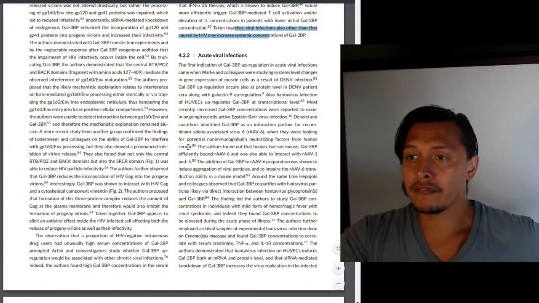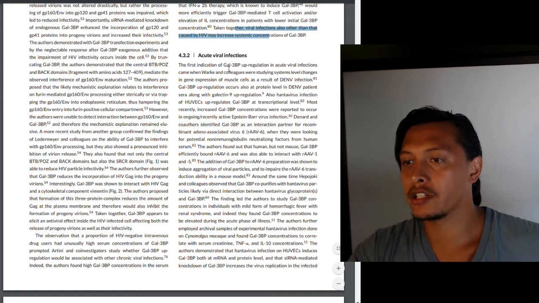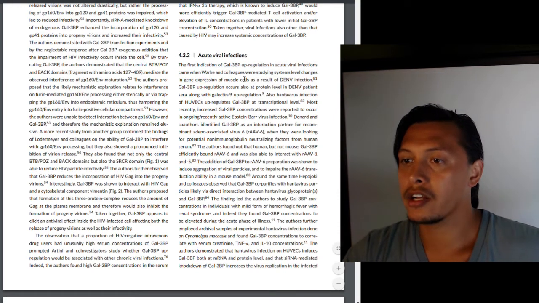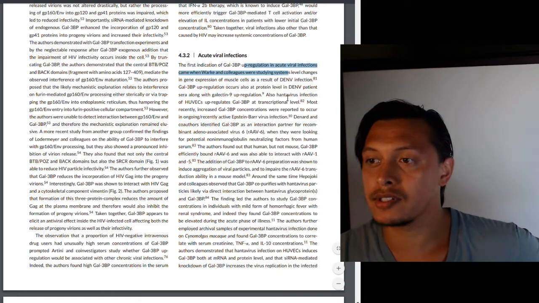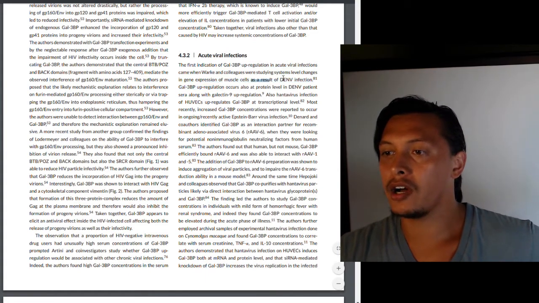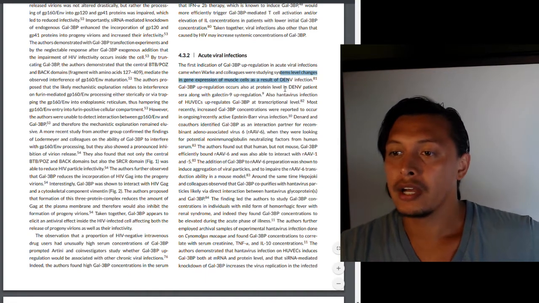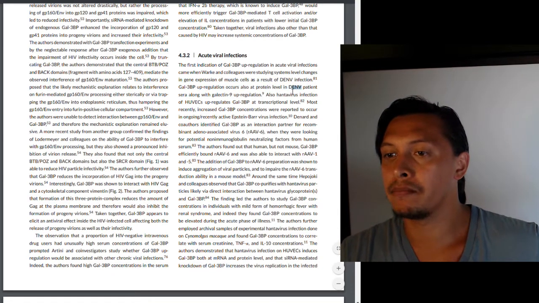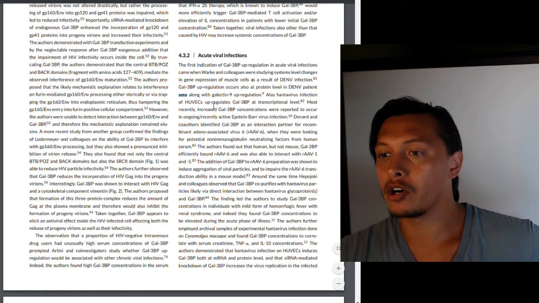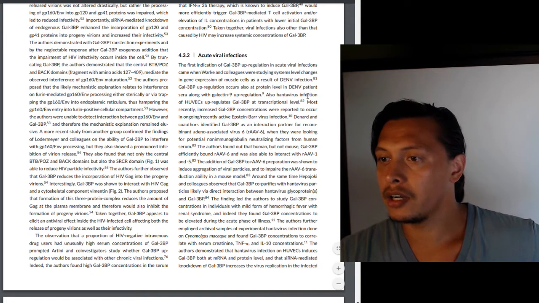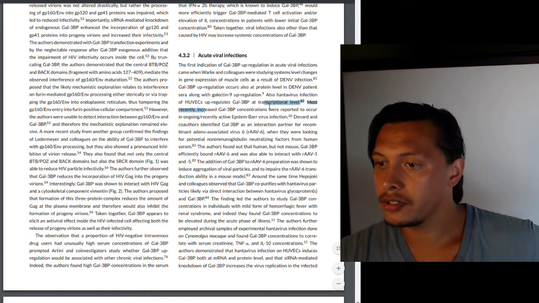So the acute viral infection. The first indication of Galectin-3 binding protein upregulation in acute viral infections came when Vuokko and colleagues were studying systems level changes in gene expression of muscle cells as a result of dengue infection. Gal3BP upregulation occurs also at a protein level in dengue patients' serum, along with the galectin-9 upregulation. Same thing, also hantavirus infection and Epstein-Barr virus.